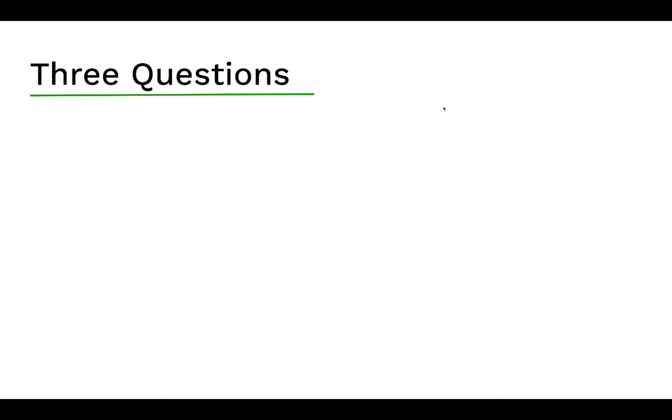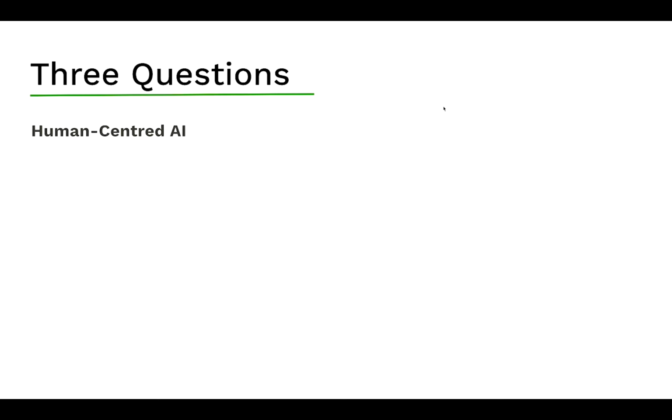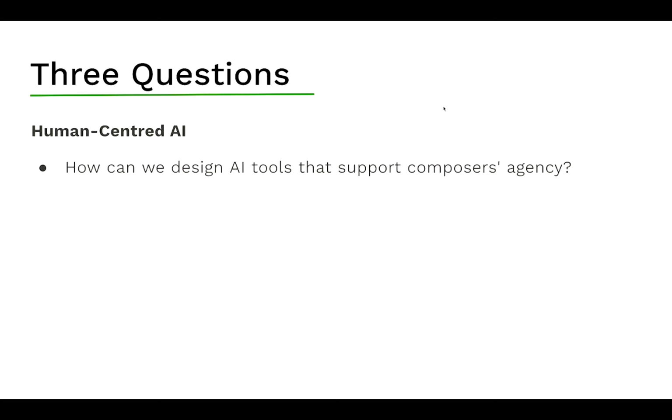Okay, so those were the things we came up with. We sat down and talked to each other, and we converged on 3 big questions for designing interfaces for music and AI. The first one is about this human-centered AI perspective, where the idea is that if we're increasing automation, human control should be increased also. And so we asked, how can we design AI tools that support composers' agency?